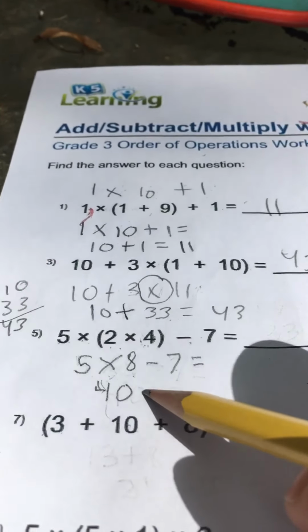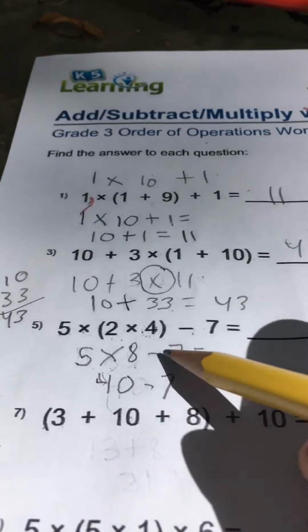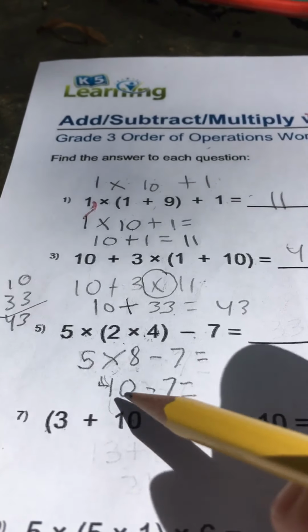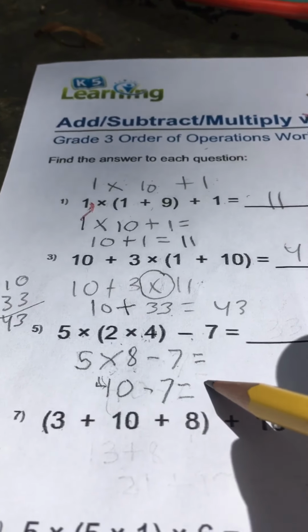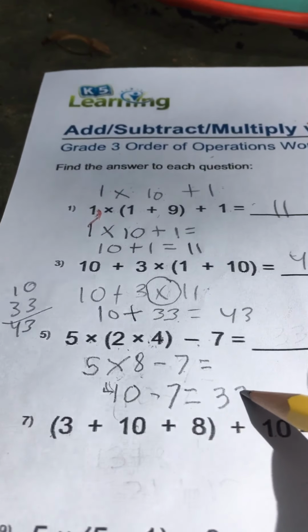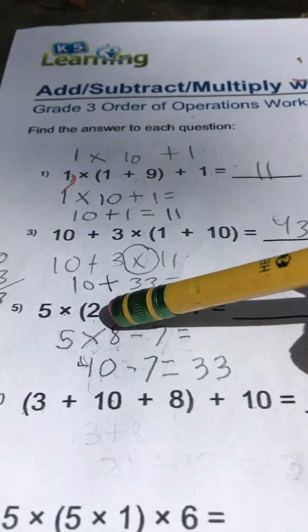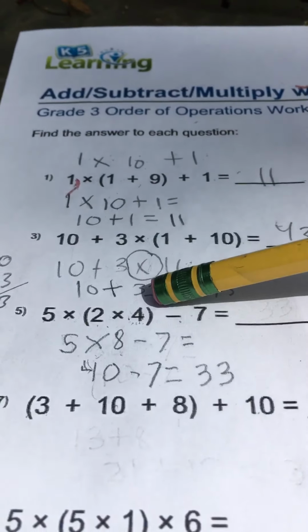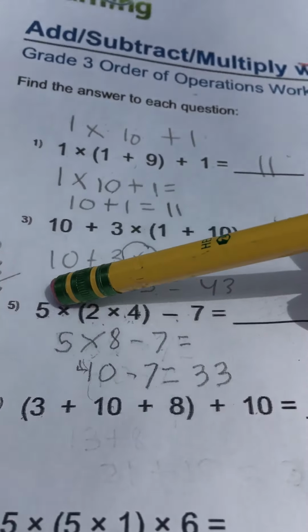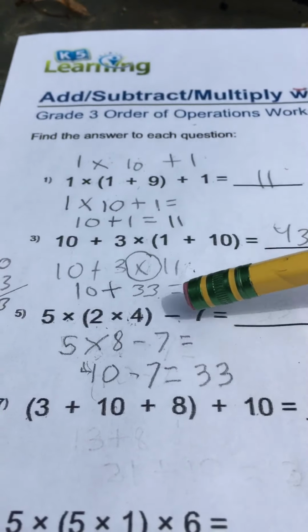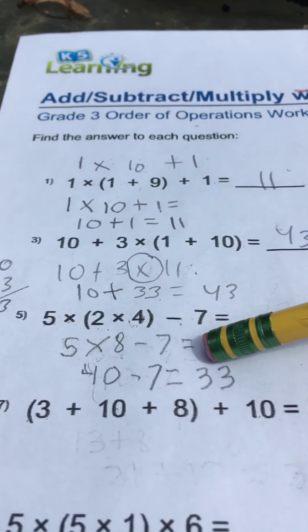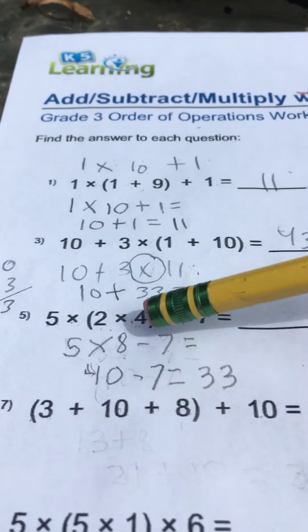Now, I'm going to rewrite the rest of that problem. Minus 7. So now I have a problem. 40 minus 7. And that's 33. Okay? So, for this problem, I looked for the parentheses first. Brought that down. Brought the rest down, all around the parentheses. I wrote them all down, and now I have a new problem. 5 times 8 is 40, minus 7.